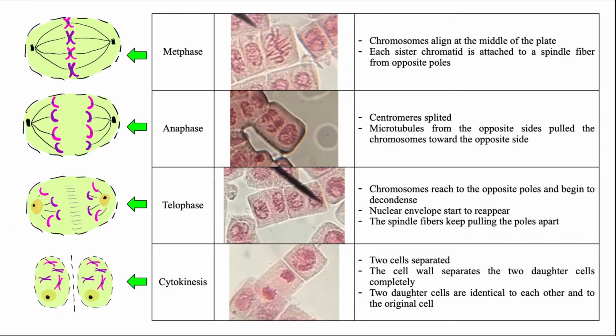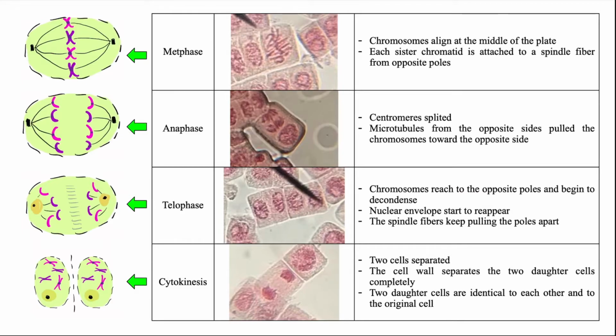And the following stage is the metaphase, where the chromosomes are lining up in the middle of the plate, and each sister chromatid is attached to the spindle fiber from opposite poles. So you can see that the sister chromatids are lining up in the middle of the cell, and they are ready to pull apart in the anaphase.